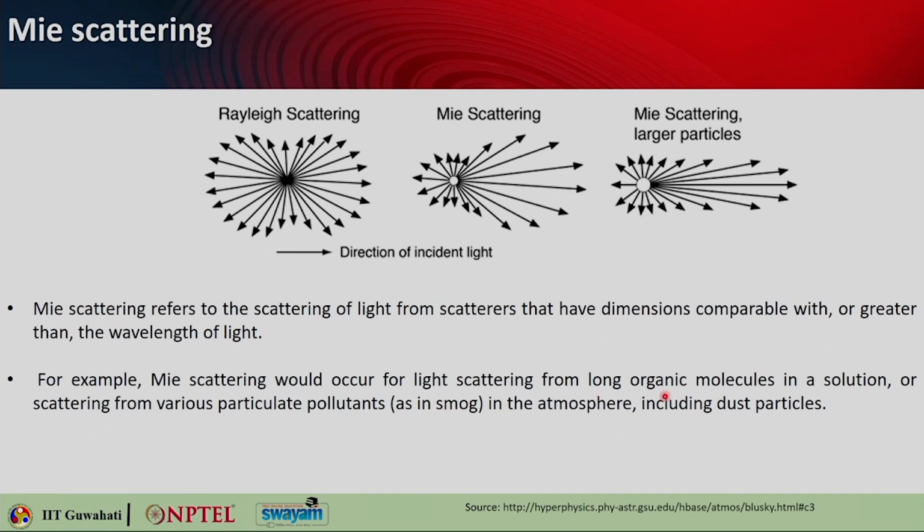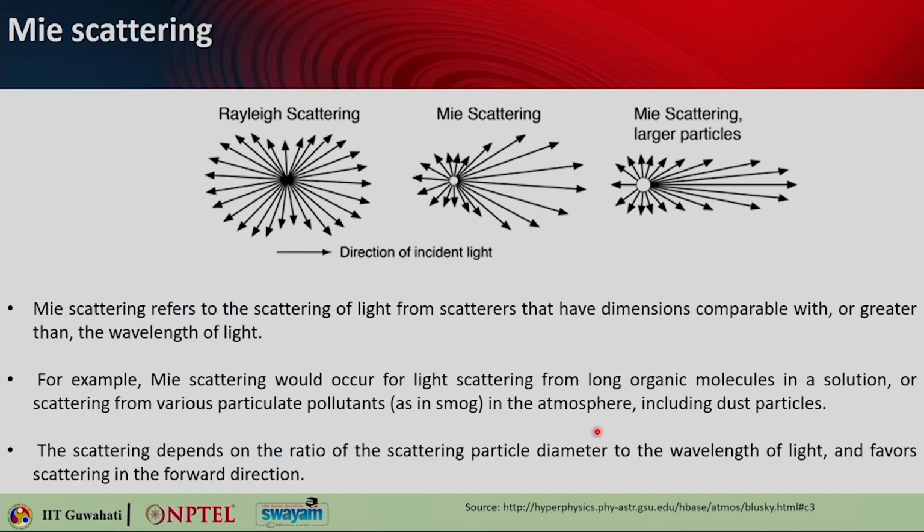So, what are examples of the elements which are involved in Mie scattering? They are basically long organic molecules in solution, or they can be different particulate pollutants, as in smog in the atmosphere, including dust particles. Okay. So, the scattering depends on the ratio of the scattering particle diameter to the wavelength of light, and it favors scattering in the forward direction. This is one thing that is peculiar about Mie scattering: in Rayleigh scattering it was more or less omnidirectional, but Mie scattering favors the forward direction.